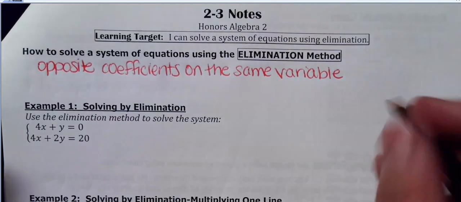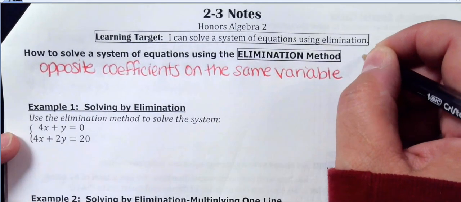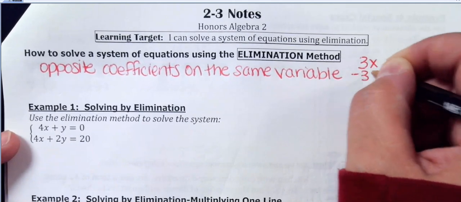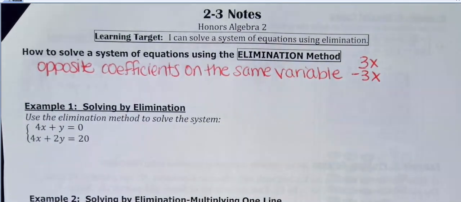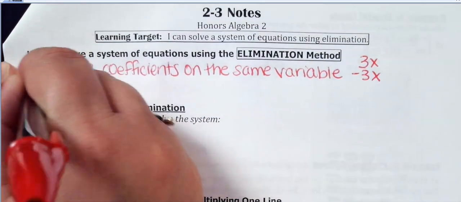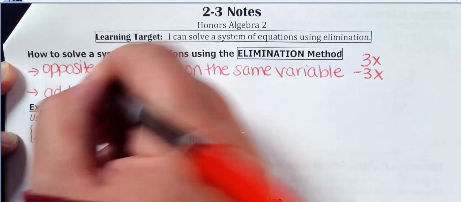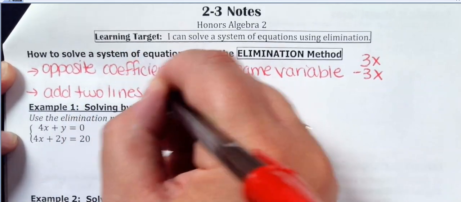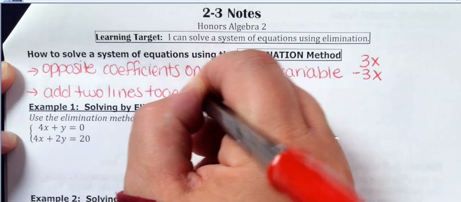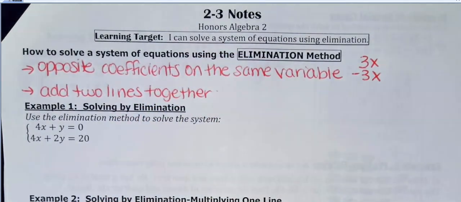So what I mean is maybe one equation has 3x and the other equation has negative 3x. Once you have that, and like I said, we might have to create it, you literally just add the two lines together in your system. So I'm going to write down, add the two lines together. When you do that, if I take a positive 3 and a negative 3, like my tiny example, they eliminate each other because they add up to nothing. Now, some teachers would have you subtract. I would tell you, please add because it's just less room for error.